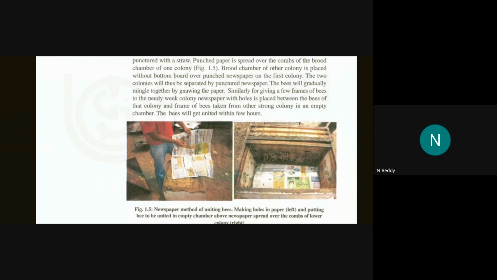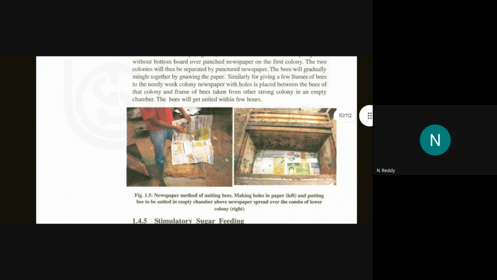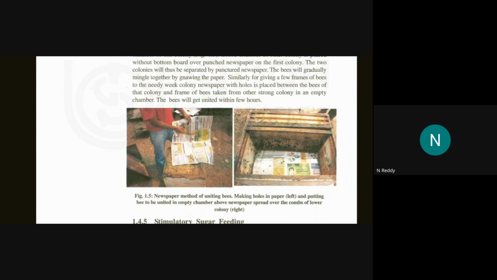You can take a newspaper or any paper, make some holes in it, and spread it on one brood chamber. You open the brood chamber and spread the paper on that, and you can pour some honey or sugar syrup on the paper, and place the other colony above the newspaper, so that both the bees will not get into contact directly. The newspaper will be in the middle, containing sugar syrup or honey.